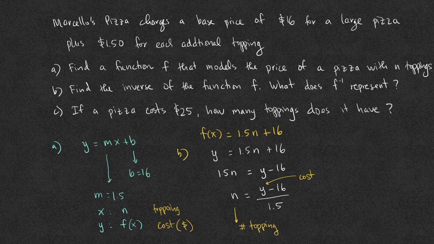And so if a pizza costs $25 and we're looking for the number of toppings, then we would use this inverse, n equals 25 minus 16 over 1.5. And this will give us 6 toppings. If a pizza costs $25, then there are 6 toppings.